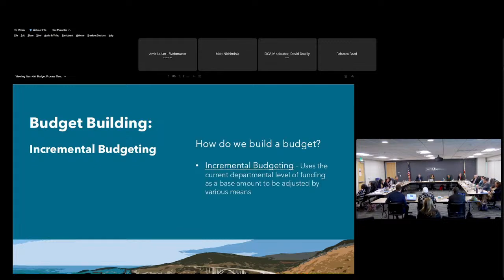The approach that we use to build a budget is called incremental budgeting. This approach uses the current departmental level of funding as a base amount to be adjusted. The budget change proposal, or BCP, submitted to the Department of Finance has been the traditional decision document which proposes a change to an existing budget level. But there are multiple ways to go about changing the budget. The three main methods we will discuss are statewide budget letters, budget change proposals, and legislative changes.